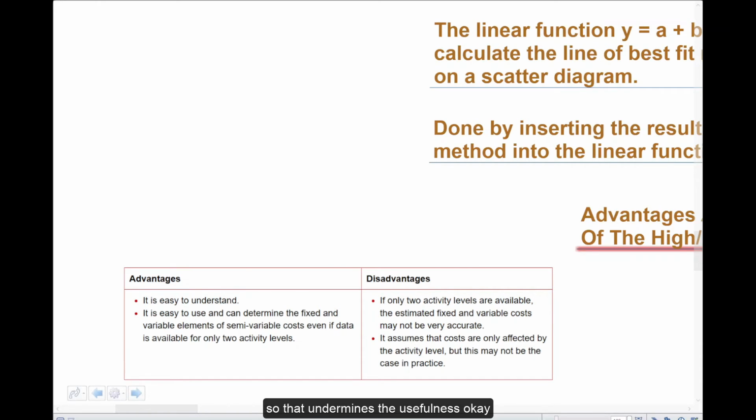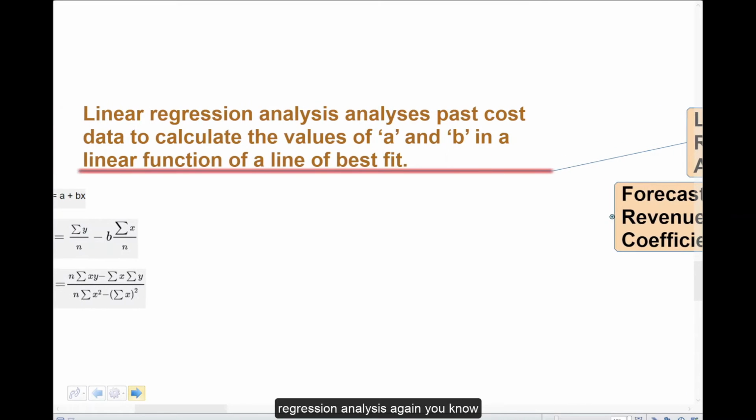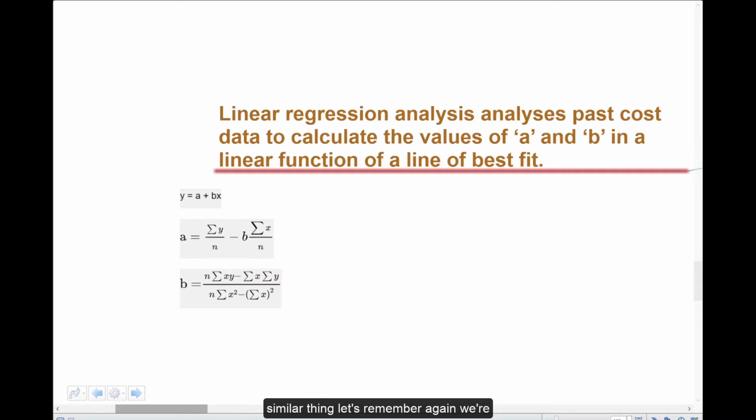Okay. Let's move on to the next area, linear regression analysis. Again, a similar thing. Let's remember, we're really simply talking about the use of formulas, again given in the exam, where we analyze past information or past cost data to calculate the values of a and b, our given variables, in effect in the function of a line of best fit.